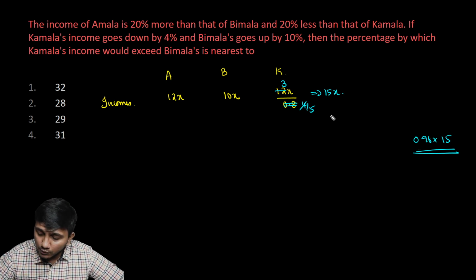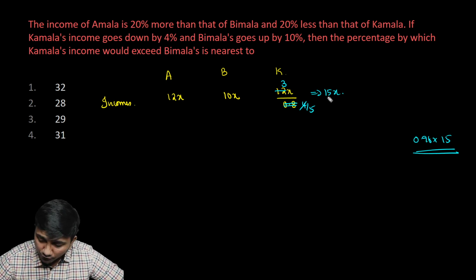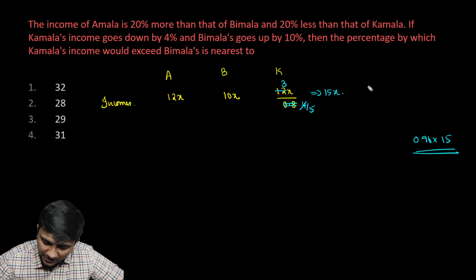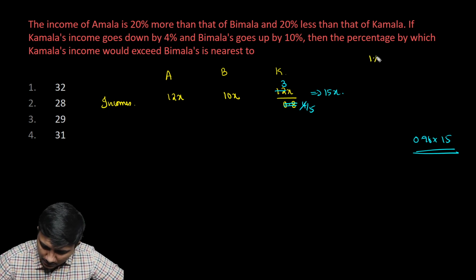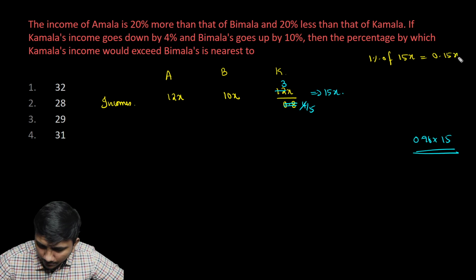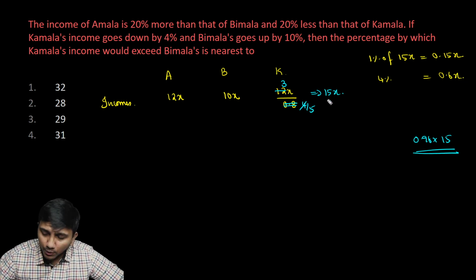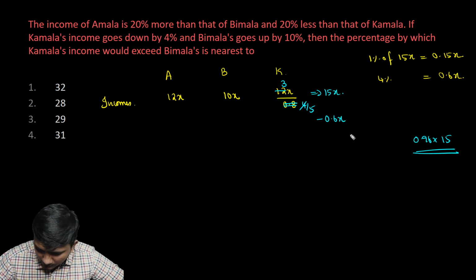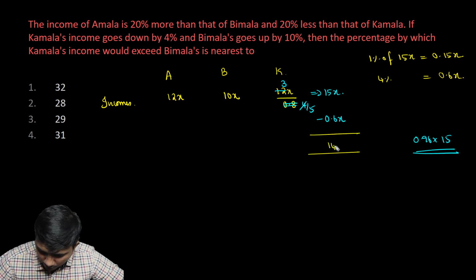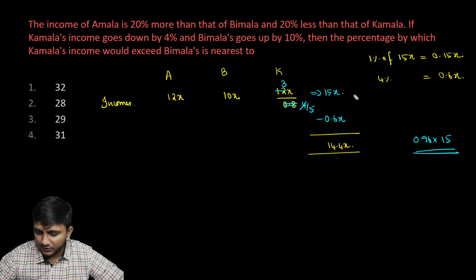Let's say you are in an exam where you're not allowed a calculator. In that case, you can do this calculation easily because 10% of 15x is 1.5x, right? So 1% of 15x will be 0.15x. So 4% is going to be this into 4, that is 0.6x. That 0.6x I'll have to subtract from 15x. So minus 0.6x. So what do we get? We get 14.4x. So that is the income of Kamala after the 4% decrease.